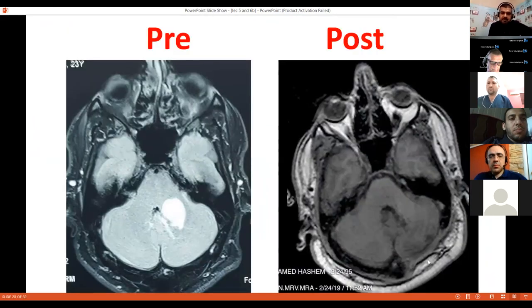So this is the pre-op with the cavernoma, and this is the post-op. I think 4 months after the operation, the patient is also doing well. That's our last example, maybe about the importance of anatomical variants and associations.